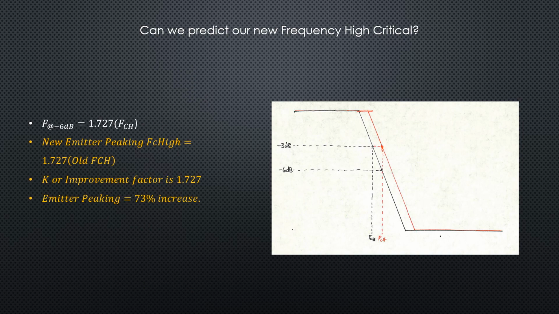Okay, so because everything shifted up 3 dB with the emitter peaking capacitor, we can now say that our new FC high with the emitter peaking capacitor should be pretty close to 1.727 times the old cutoff frequency. Now sometimes this is referred to as the K or improvement factor. So we've improved our bandwidth by a factor of 1.727. Or you could also say with emitter peaking, we've got a 73% increase in bandwidth.